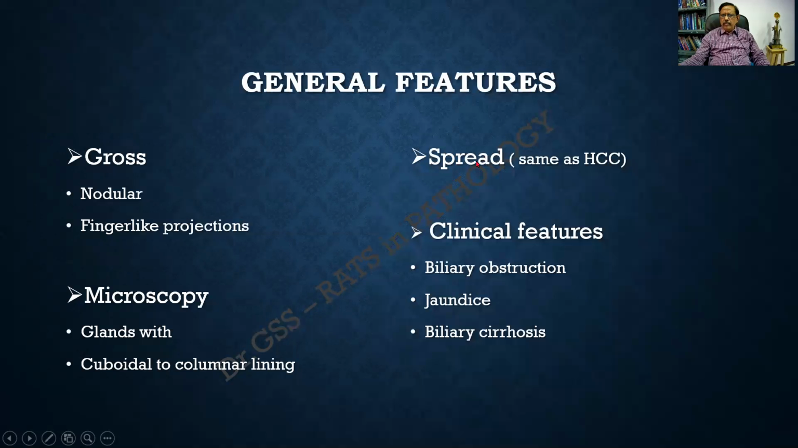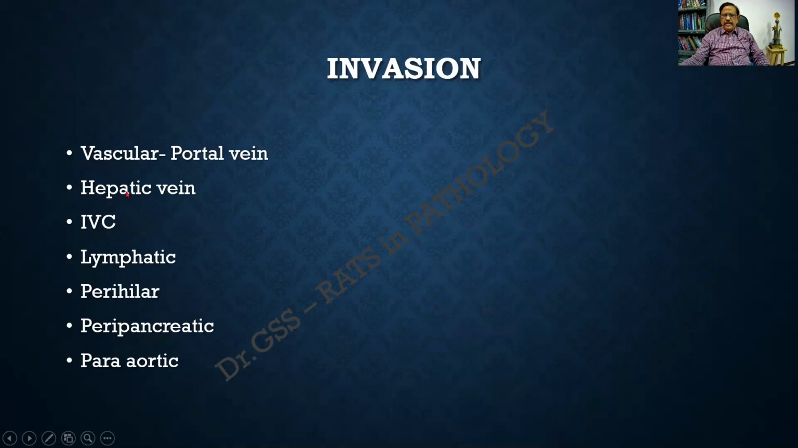The spread will be almost the same as hepatocellular carcinoma. There can be a venular spread, there can be a lymphatic spread. Please remember that. And the clinical features will be it results in biliary obstruction, there can be jaundice and cirrhosis. The invasion again, it has been mentioned. These are all the various routes of invasion. Please remember the three P's: perihilar, peripancreatic, para-aortic.